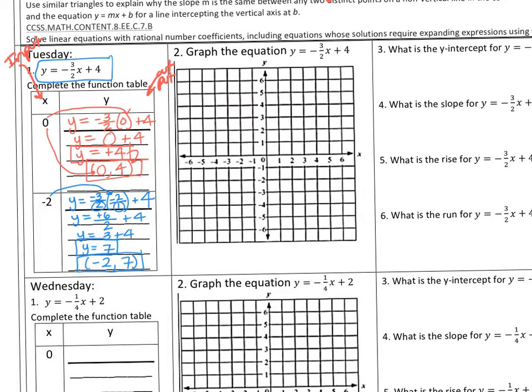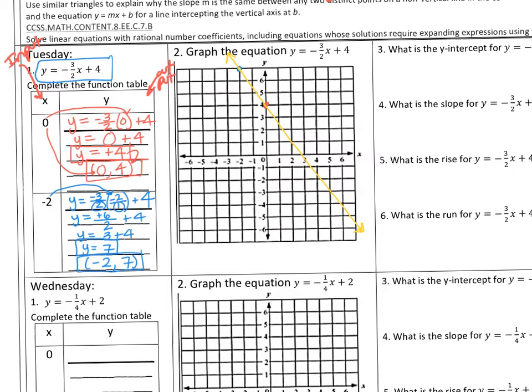Let's try it. My first point is 0, comma 4. 0, comma 4 is up here. My next point, I'm going to put in blue, is negative 2, comma 7. And that's a little off the graph, but not too much. And that's right here. I have 2 points. I can connect that, and I will get a nice line. Remember, you have to extend your line as much as you can.